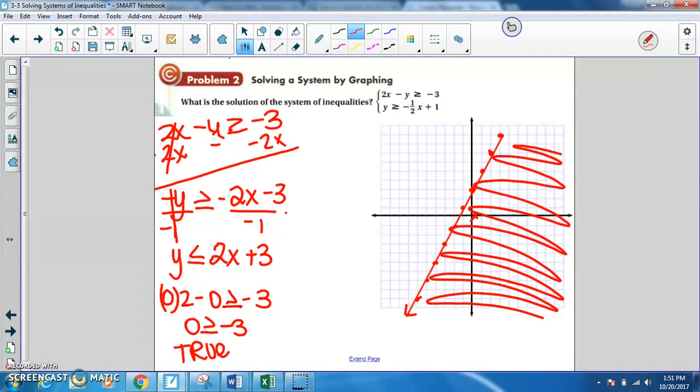Since this second inequality is already in slope-intercept form, I'm just going to graph it. Start at my y-intercept, 1. My slope is negative 1/2, so down 1 over 2, or up 1 to the left 2. This I'm going to connect once again with a solid line.